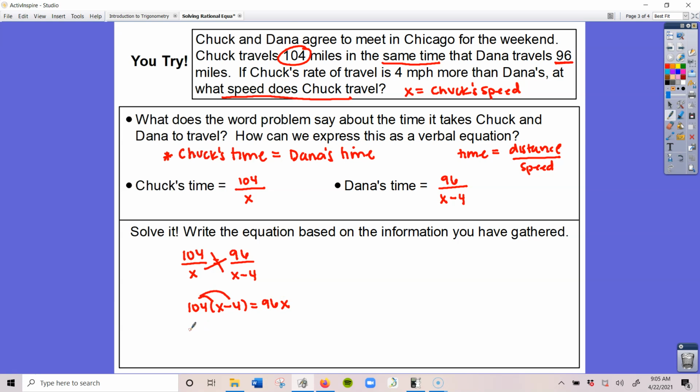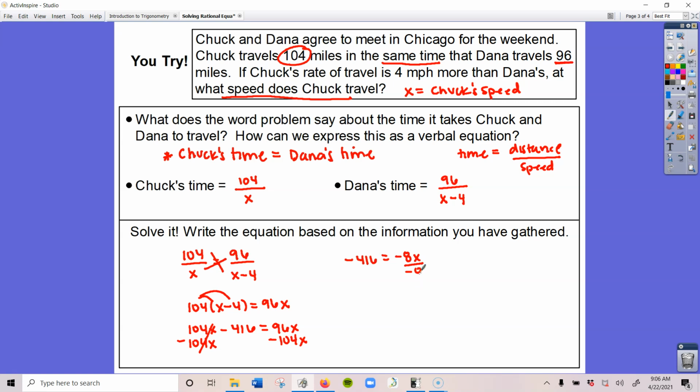Distribute the 104, and we get 104x minus 416. And that's going to equal 96x. Now our goal here is to solve for Chuck's speed, which is x. So I'm going to isolate the x. I'm going to subtract this 104x over to the other side, so that way I have combined my x's, and I get that negative 416 is going to equal negative 8x.